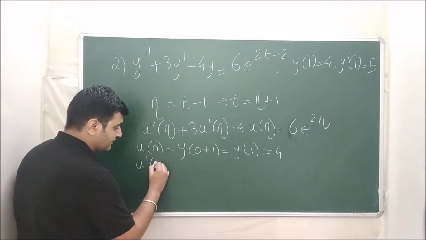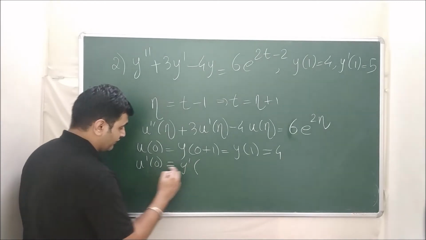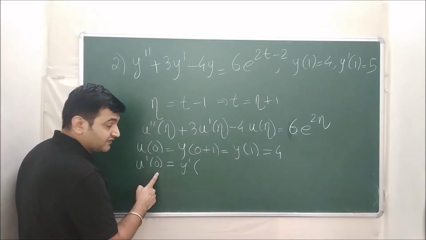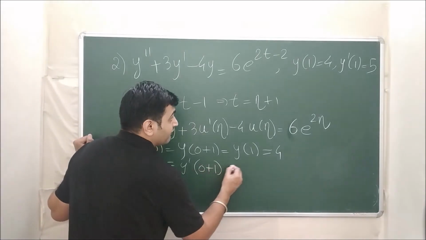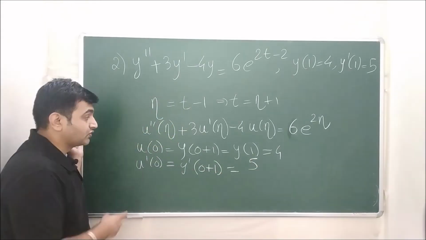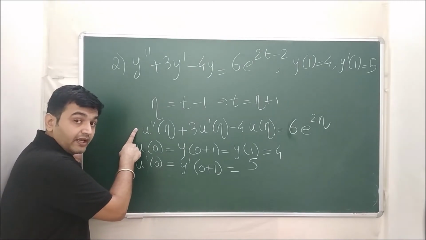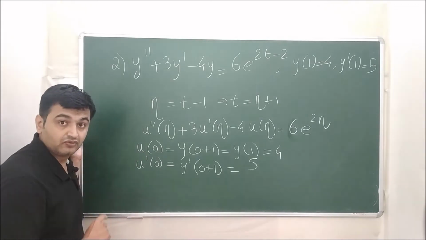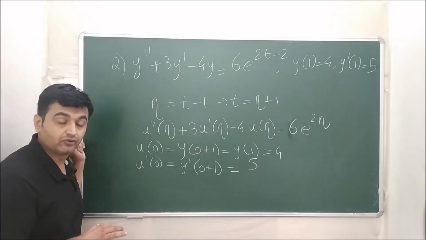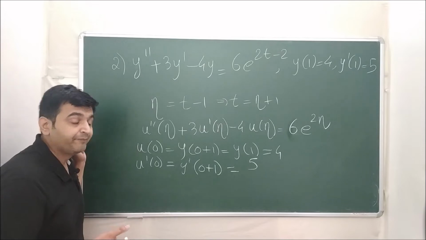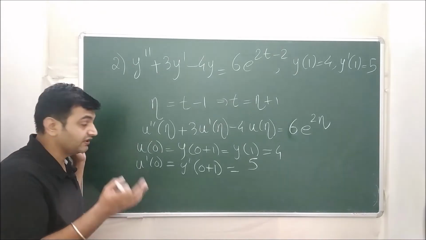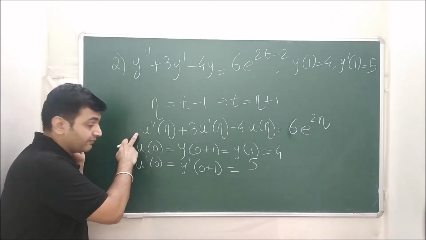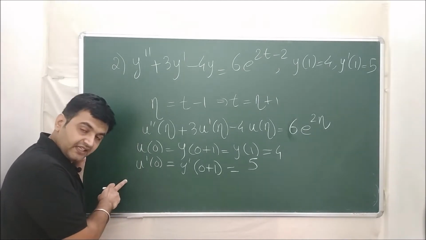What is my u dash of 0? We just saw u dash of eta is y dash of eta plus 1. So u dash of 0 is y dash of 0 plus 1, which is y dash of 1. And what is y dash of 1? 5. So I have a differential equation in u, and my independent variable is eta. I have u of 0 and u dash of 0. So I now have initial conditions at 0. With the help of this translation, I can rephrase my differential equation into this, where u is dependent and eta is the independent variable, and I have initial conditions at 0.